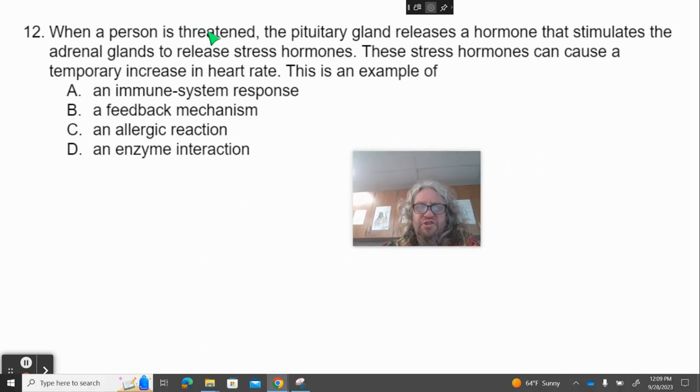When a person is threatened, the pituitary gland releases a hormone that stimulates the adrenal glands to release stress hormones. These stress hormones can cause a temporary increase in heart rate. This is an example of A, an immune system response, B, a feedback mechanism, C, an allergic reaction, D, an enzyme interaction.